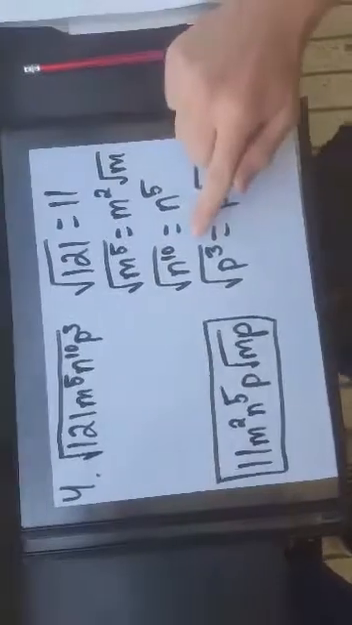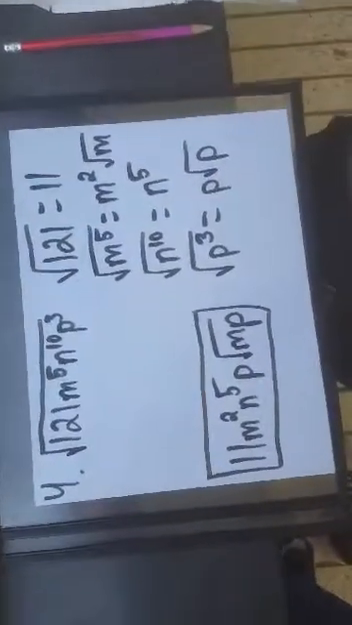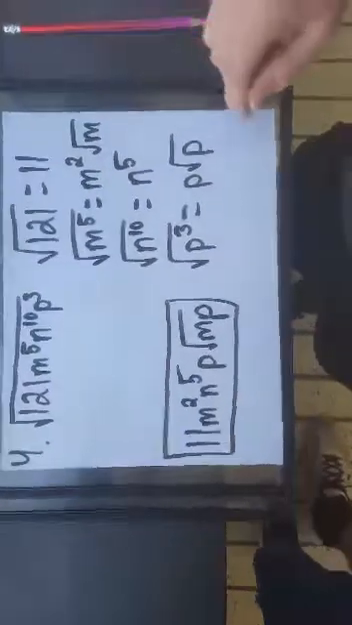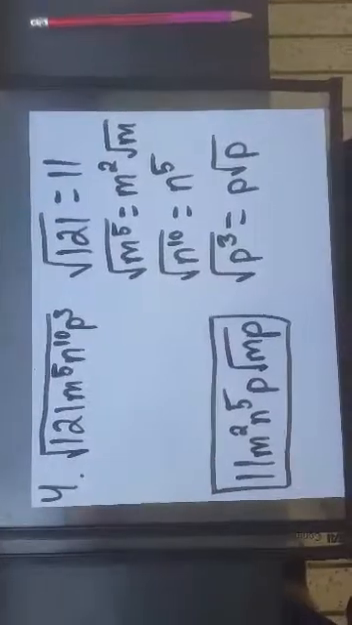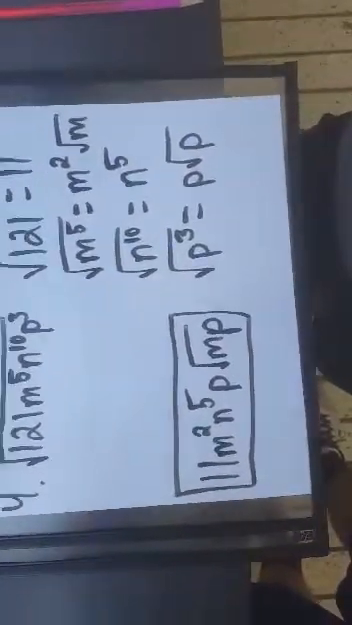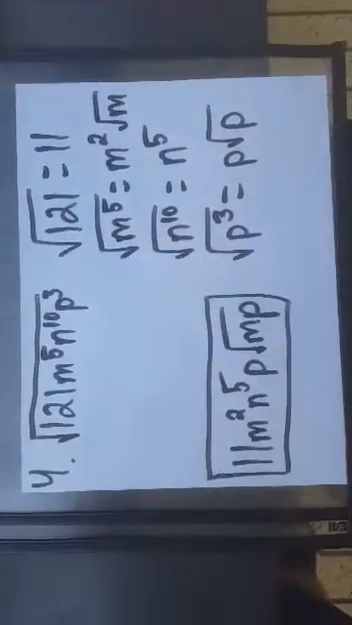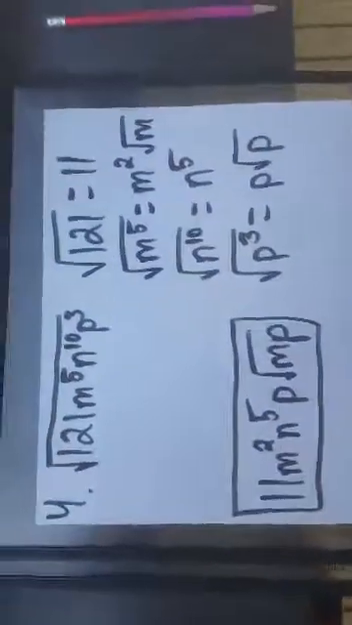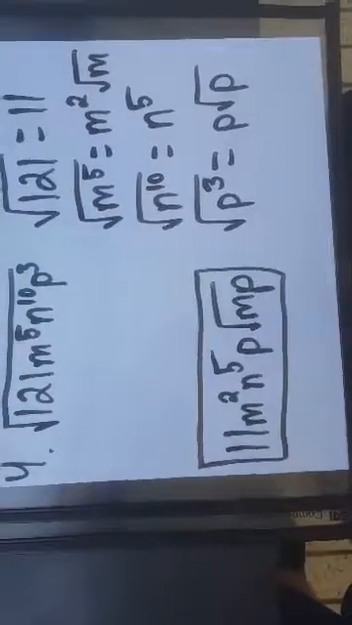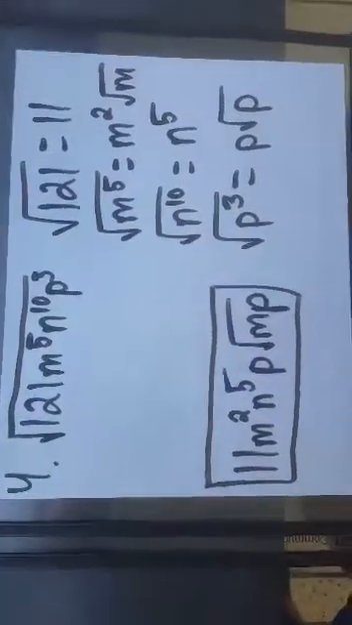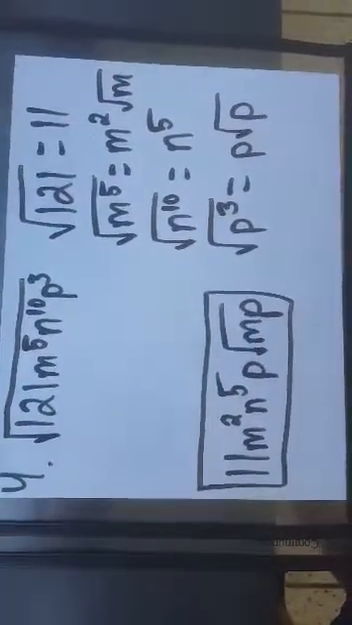Then the next one, it comes out evenly. Radical n to the 10th power equals n to the 5th. And then the next one, you have 1 left over. So radical p to the 3rd comes out to be p radical p. Once you combine all the numbers and variables outside the radical and the ones in, you get 11 m squared n to the 5th p radical mp.